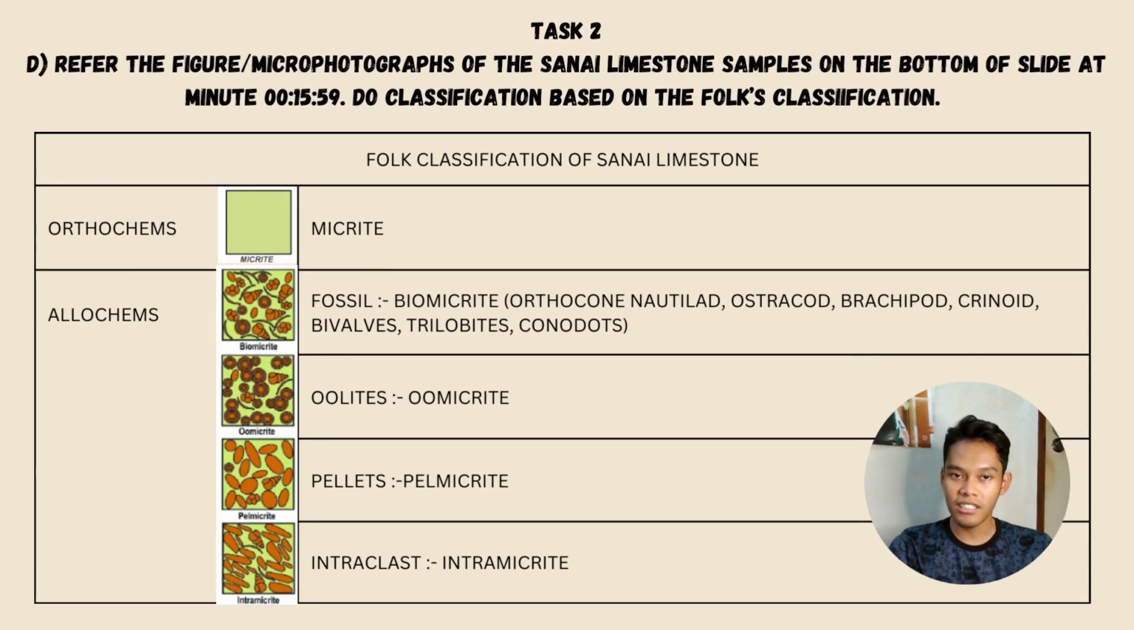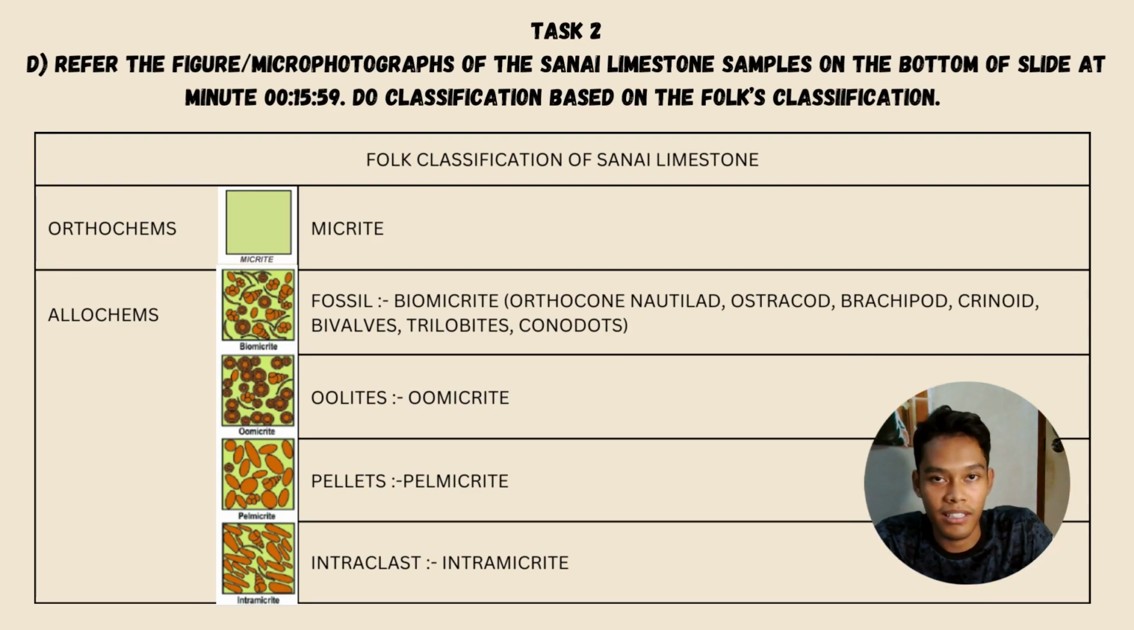Lastly, for D, by referring to the figure or the microphotographs of the Sinai limestone sample at the given timestamp, we need to do the classification based on the Folk classification. And there are two. The first one is orthochems, which consists of micrite, and the second one is the allochems, which consists of fossils, oolites, pellets, and intraclasts.